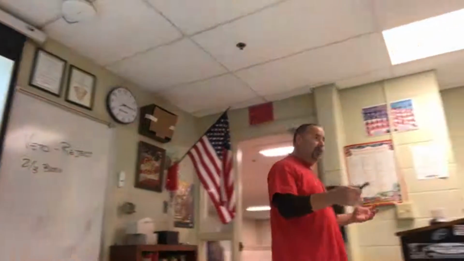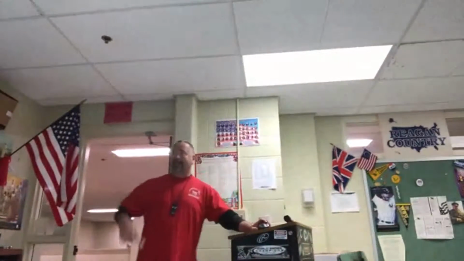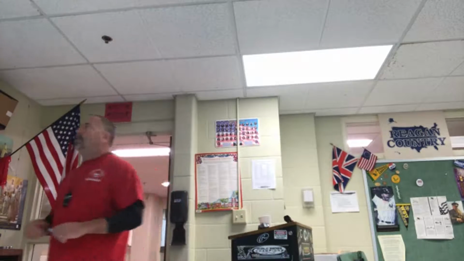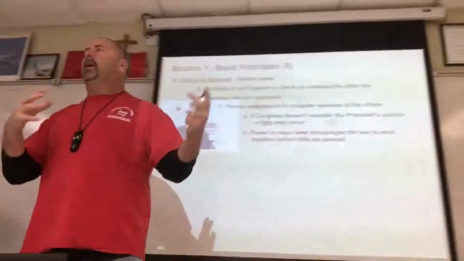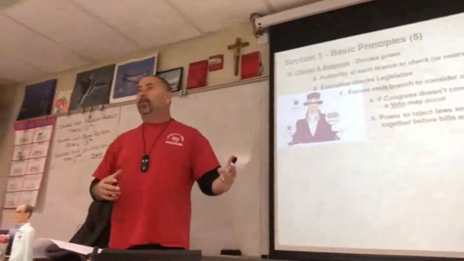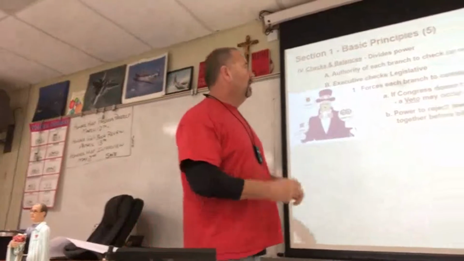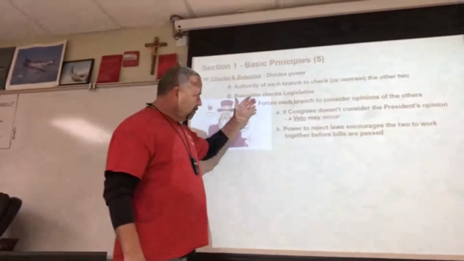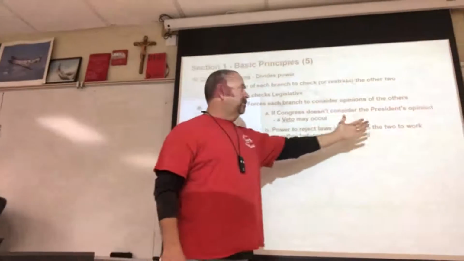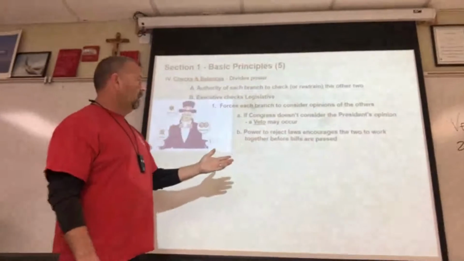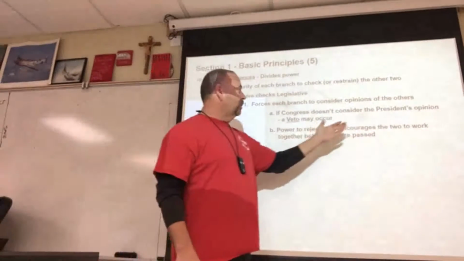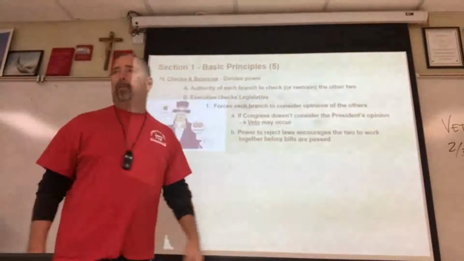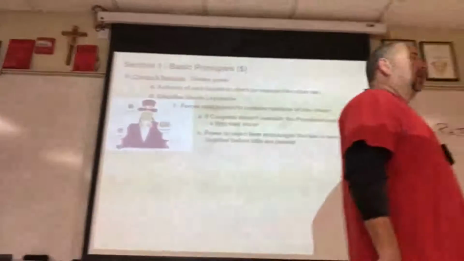Is that a good example? You follow that? Okay? That's how our system works. Checks and balances. Okay? So it forces each branch to kind of consider what the other's going to do before they act. Okay? So if Congress doesn't consider the president's opinion, he may veto it. Okay? The power to reject laws encourages the two to work together before bills are passed. All right, that communication.